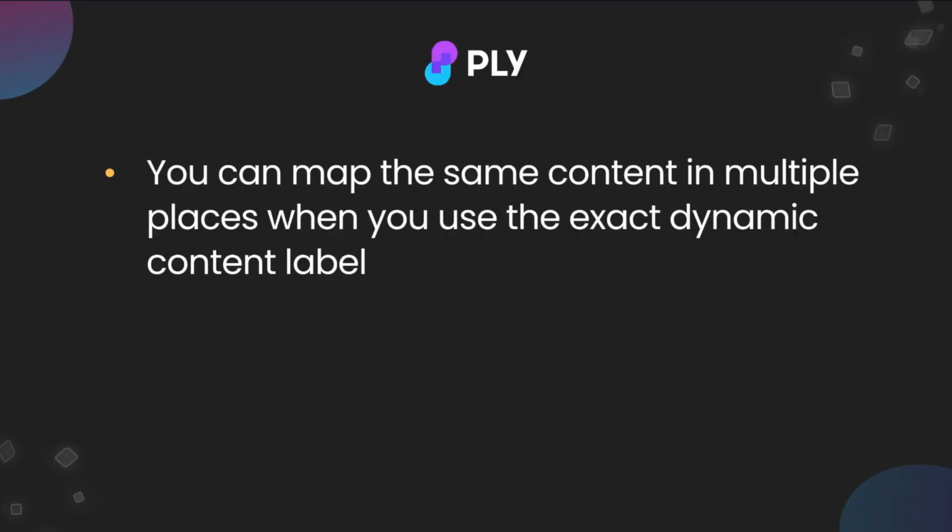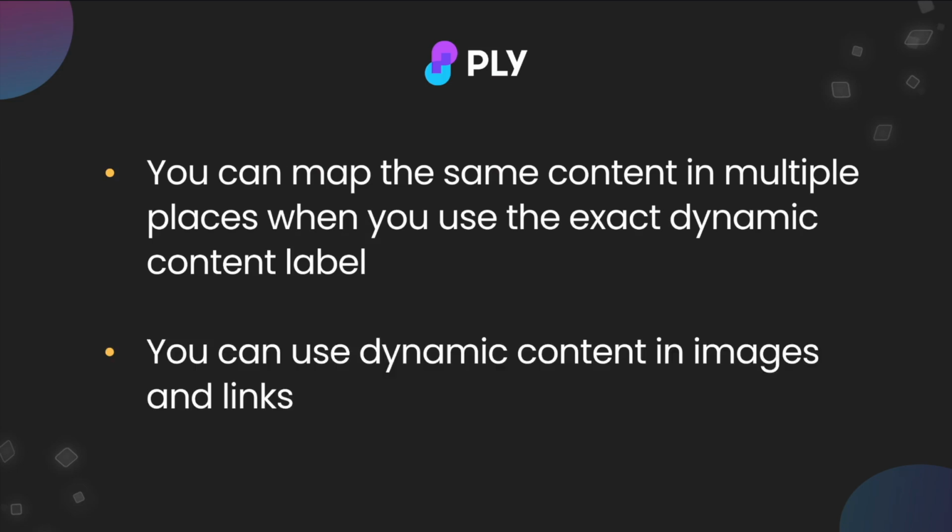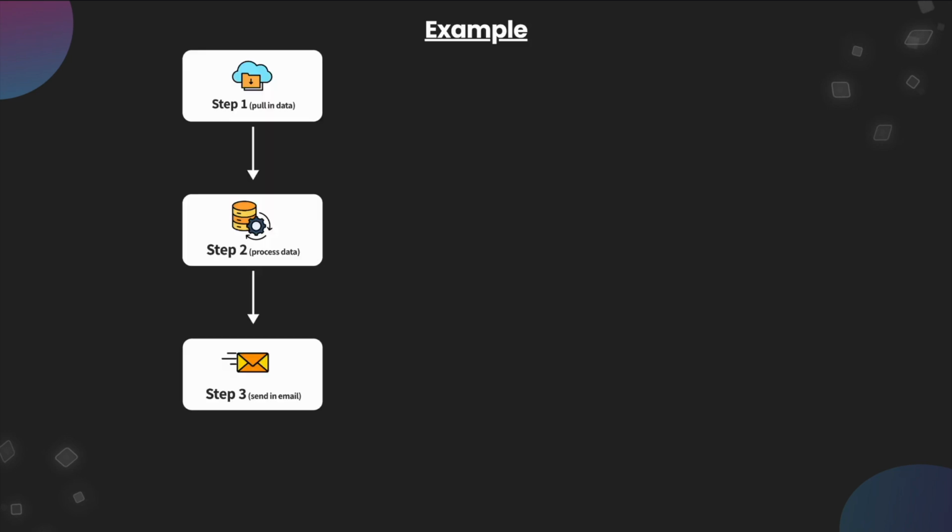Of course, you can map the same content in multiple places, using the same label in curly brackets. And yes, you can use dynamic content in images and links too. It works in the exact same way. The possibilities of using dynamic data here are really limitless. The beauty of Ply means you can pull in data from anywhere in your tech stack, manipulate it and process it in your workflows, and use that output in your emails.